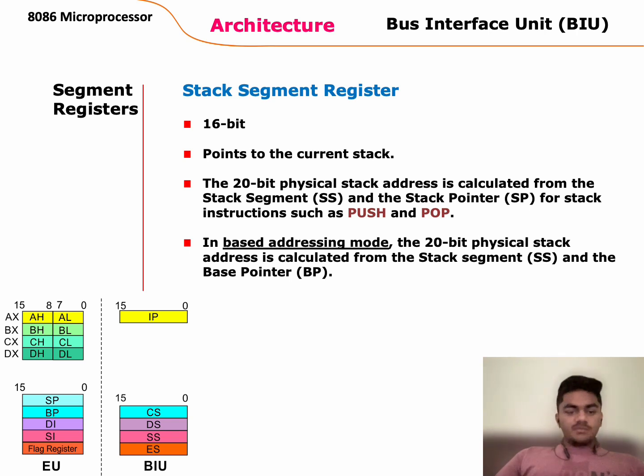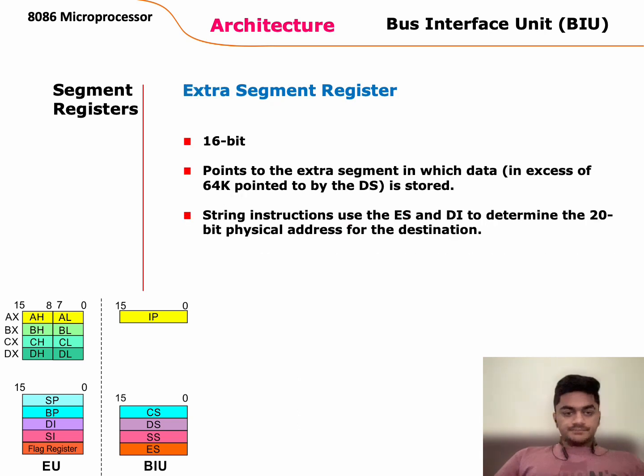The data segment and stack segment are all 16 bits and point to the current base of the stack, and all instructions such as push and pop will fetch here. The extra segment points to extra data of 64K, like the DS, and string instructions use the ES and DI to determine the 20-bit physical address of the destination.